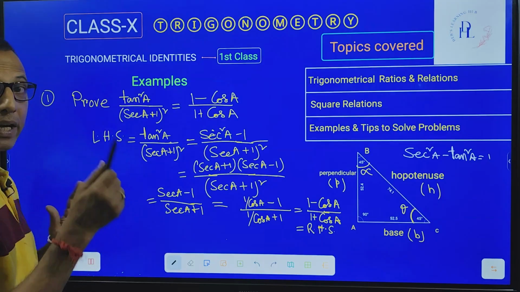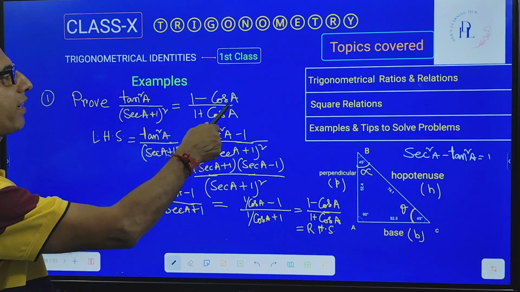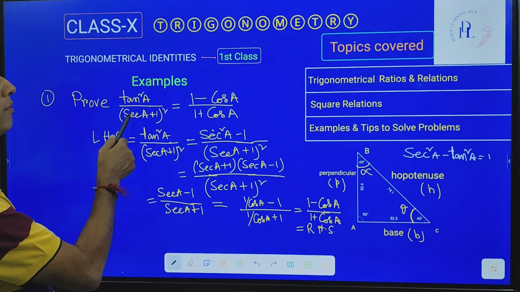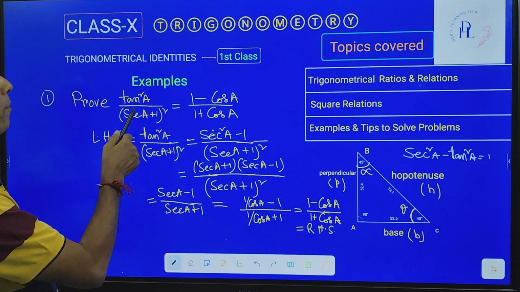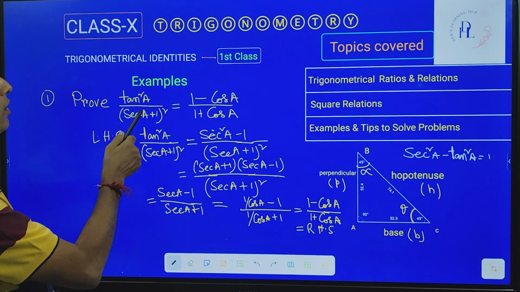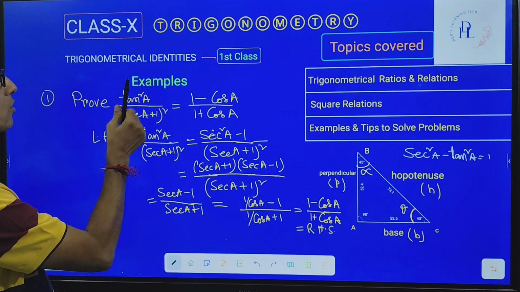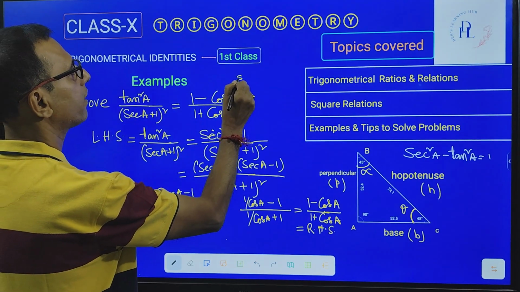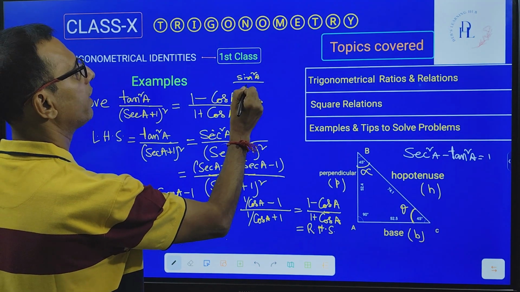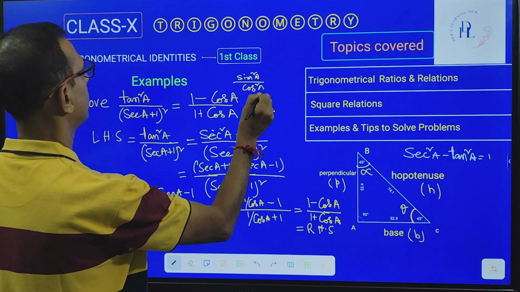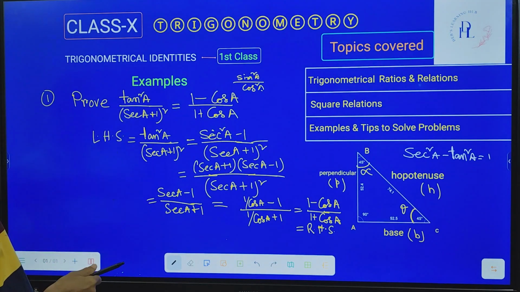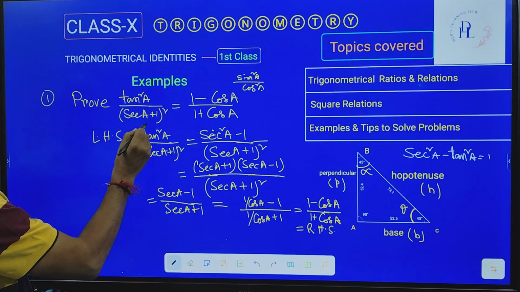Sec A plus 1 whole square. If you break down straight away sin A cos A, because on this right side it is cos A, that also you can do. Sec A plus 1, so 1 by cos A plus 1, so 1 plus cos A by cos A whole square. So what will happen, tan square A, this is sin square A by cos square A, this tan square A, divided by sec A plus 1 whole square. That means 1 plus cos A by cos A whole square.